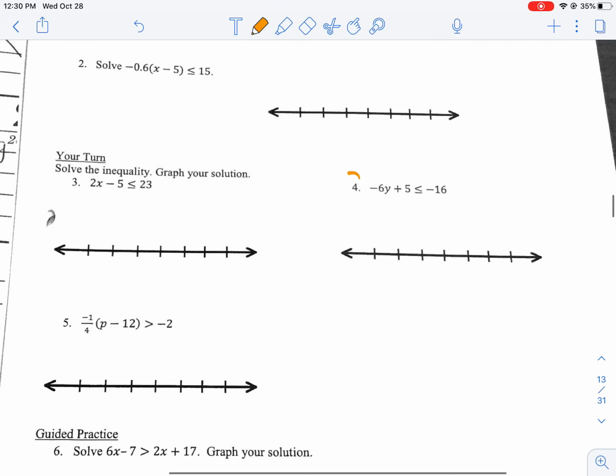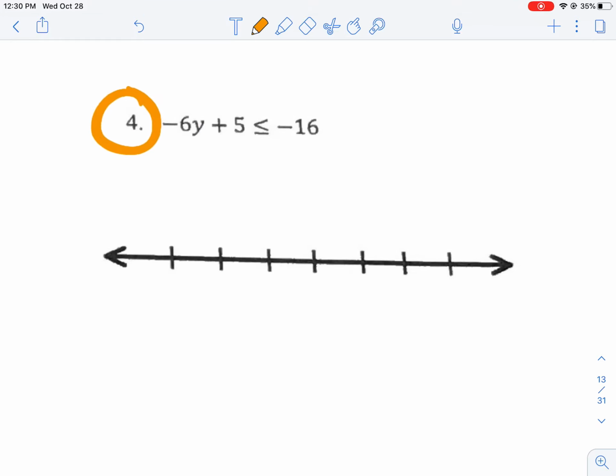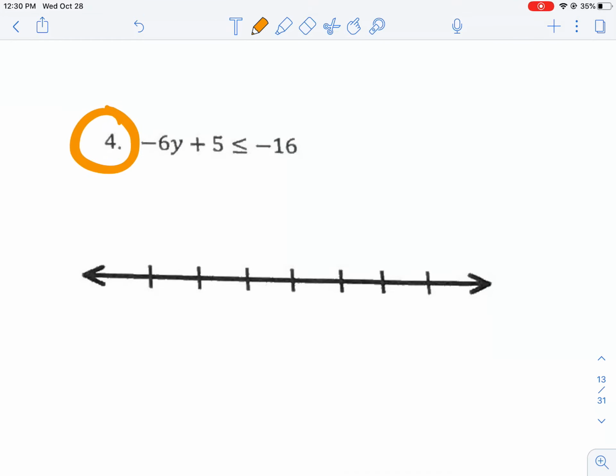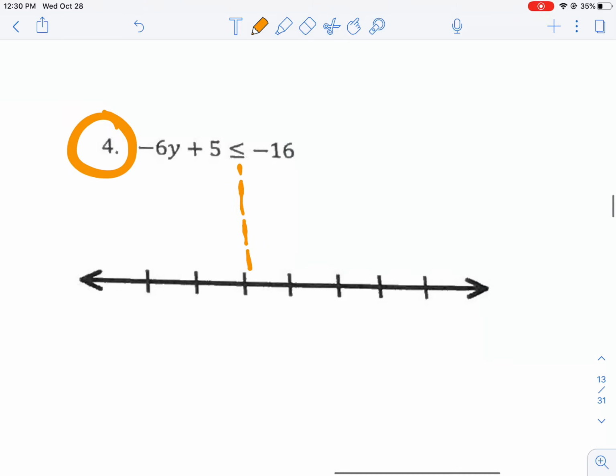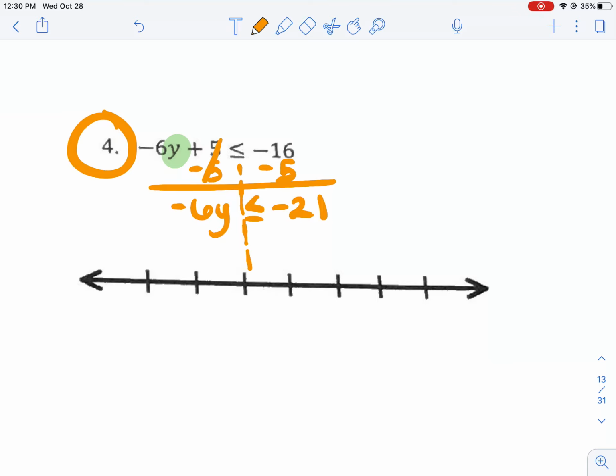So let's start with number 4. The directions say to solve the inequality and graph your solution. So first things first, we're going to pretend like this is almost an equation. I'm going to start to get y by itself. I'm going to take away 5 from both sides. So I have negative 6y is less than or equal to negative 21.